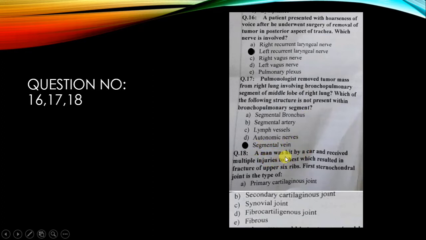Question number 18 says a man was hit by a car and received multiple injuries to the chest, which resulted in fracture of the upper six ribs. The first sternocostal joint is which type of joint: primary cartilaginous, secondary cartilaginous, synovial, fibrocartilaginous, or fibrous? So the first sternocostal joint is a type of primary cartilaginous joint.